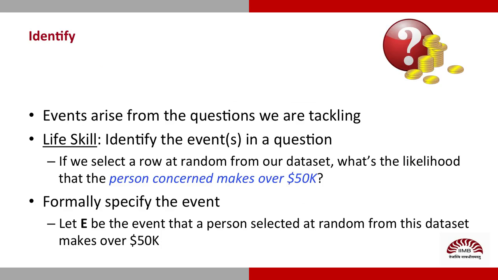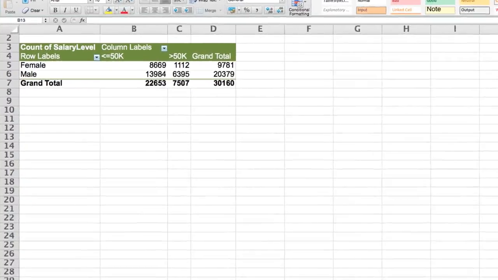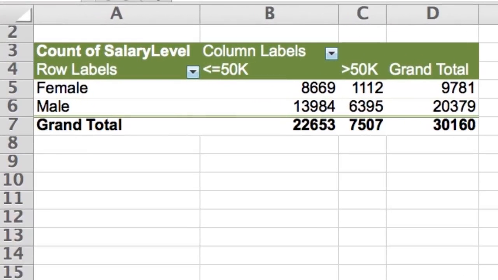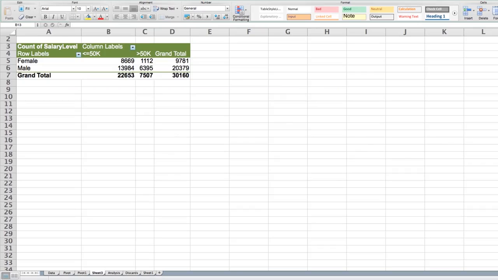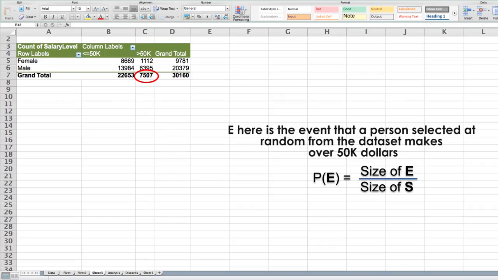We then specified an event. What was that, Lisa? The event that a person selected at random from this set makes over $50,000. Yes, let's call that event E. We then look up our pivot table to figure out how many of these outcomes are in favor of E. And that is 7,507. We got the numerator in the probability expression.